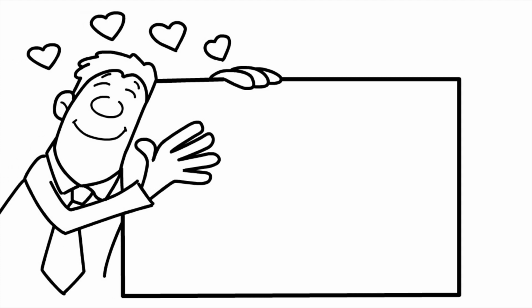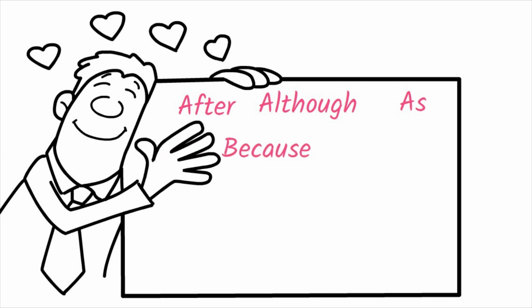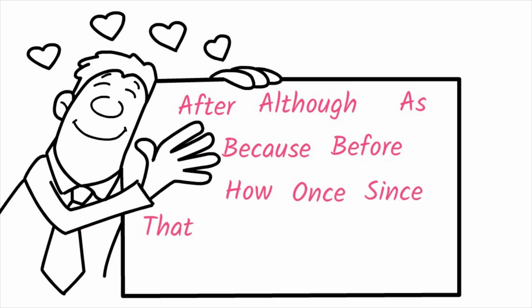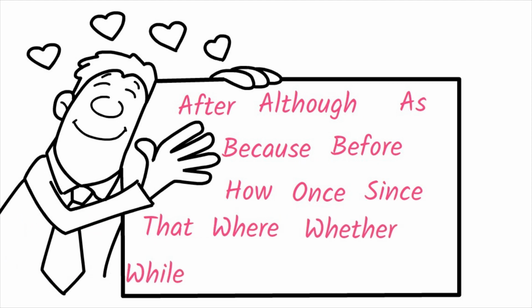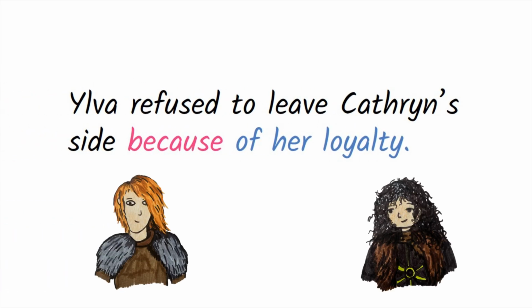Here are some subordinating conjunctions you could use in your writing. After, although, as, because, before, how, once, since, that, where, whether, while, unless, though, if. Now let's have a look at some subordinating conjunctions in action.